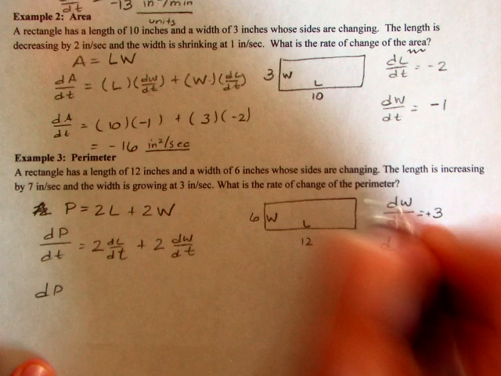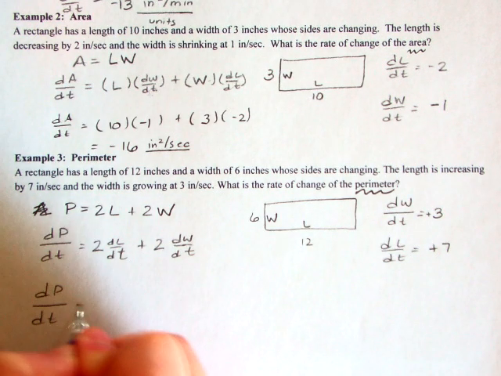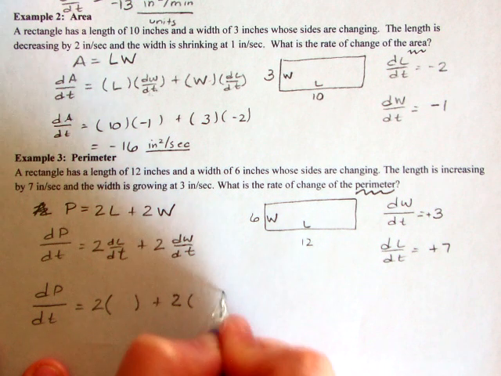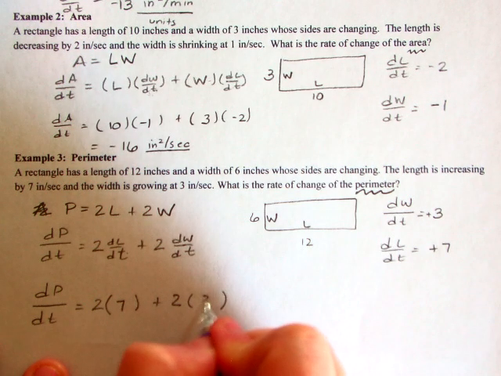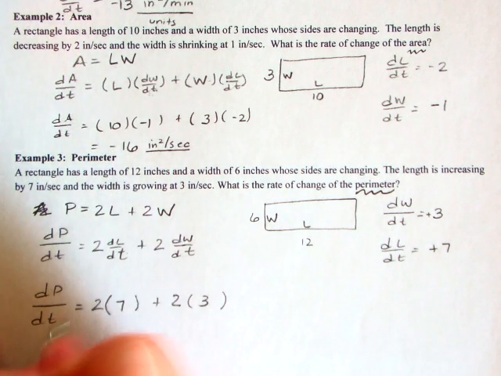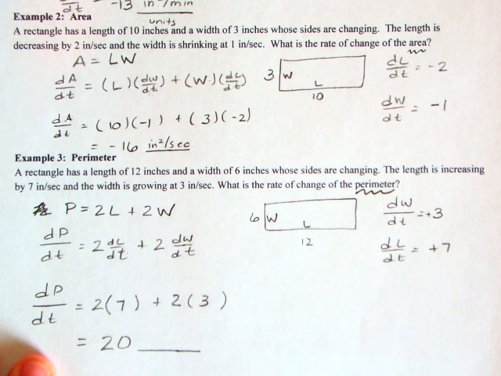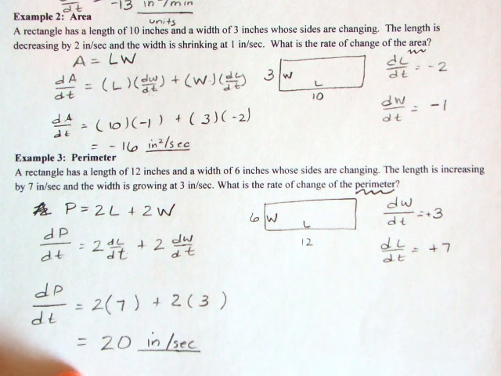The change in perimeter is what I was solving for. So dP dt is going to equal 2 times something plus 2 times something, where dl dt is 7 and dw dt is 3, which tells me that this is changing at 20, and then my units. For perimeter, my units don't change when I'm adding inches to inches to inches. So 20 inches per second is how much it is changing by.